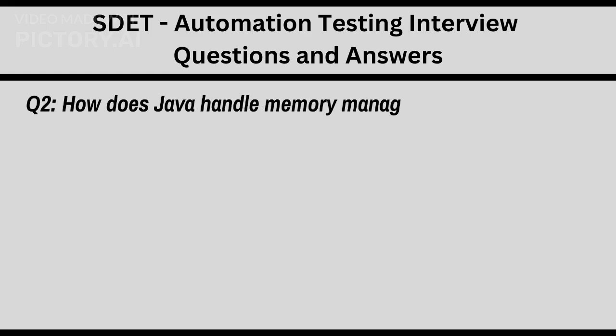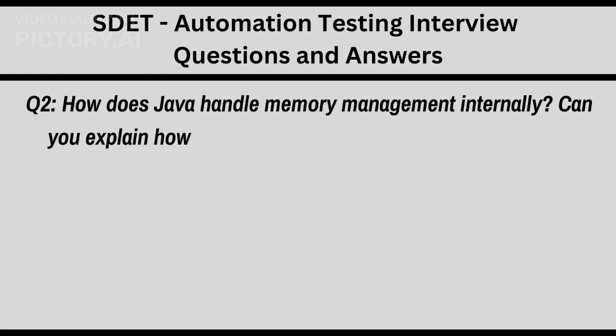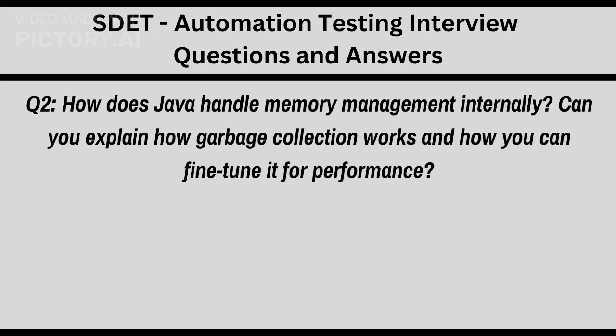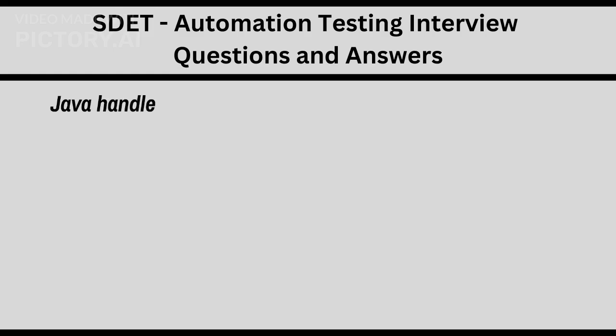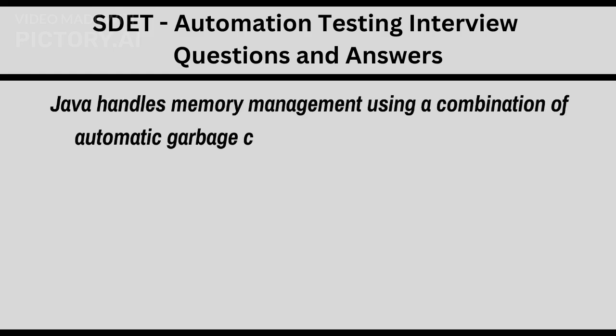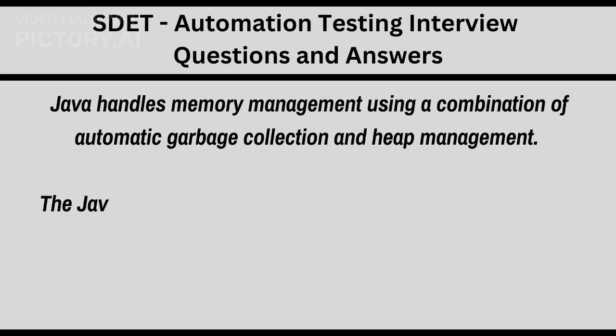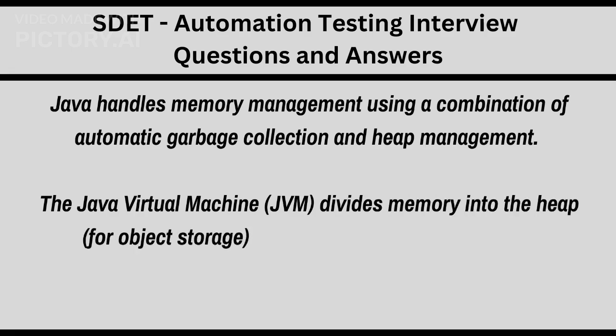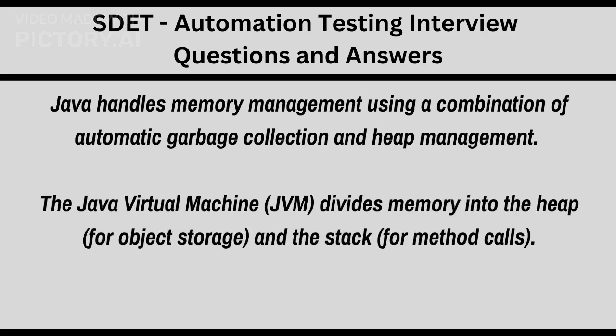Q2. How does Java handle memory management internally? Can you explain how garbage collection works and how you can fine-tune it for performance? Java handles memory management using a combination of automatic garbage collection and heap management. The Java Virtual Machine (JVM) divides memory into the heap for object storage and the stack for method calls.